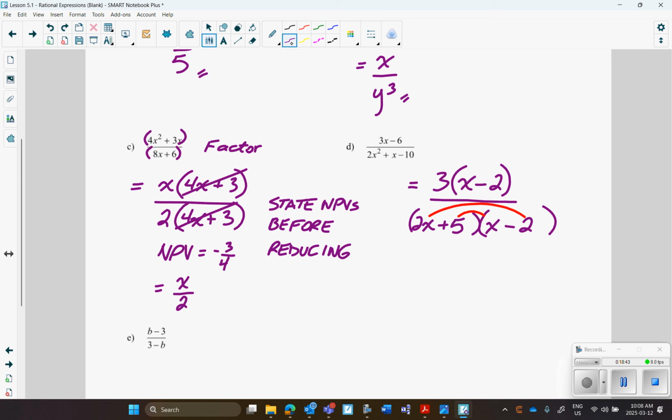Remember, NPVs next. What can't x be? -5/2 and 2. Now cancel whatever you can. These each cancel down to 1. I'm just not going to write the 1. And we're left with 3 over, and you can put the parentheses or not.